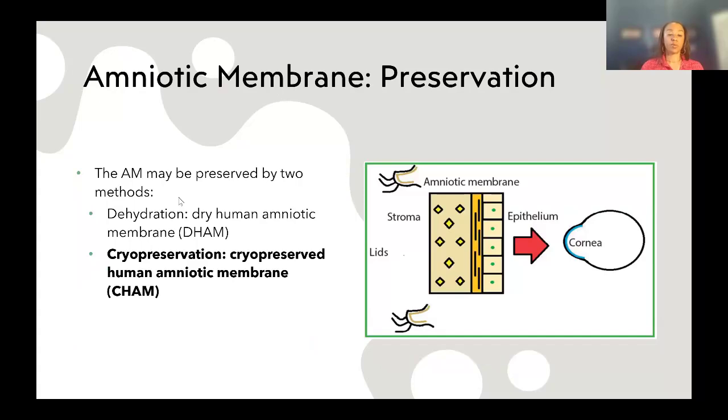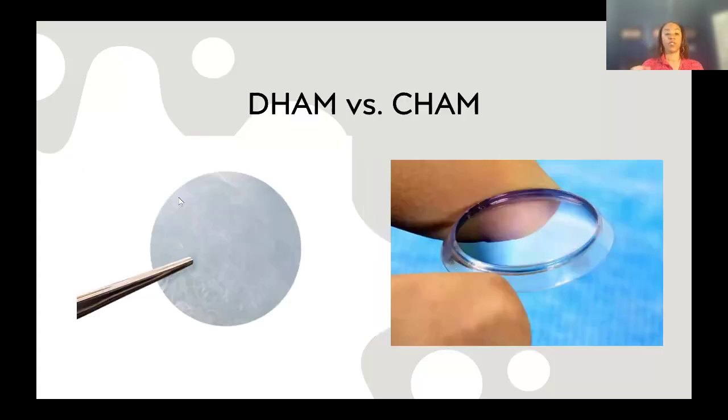There's 2 different ways to preserve an amniotic membrane: dehydration and then cryopreservation. I chose a cryopreserved membrane. The picture on the left is the dehydrated membrane, and the picture on the right is a cryopreserved membrane. The cryopreserved membrane can go onto the eye just like that. The dehydrated membrane has to be coupled with a contact lens, so basically a BCL.